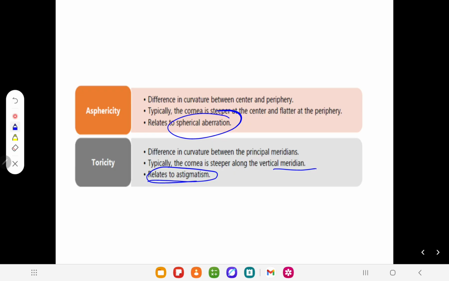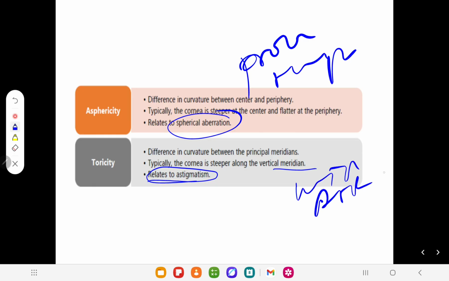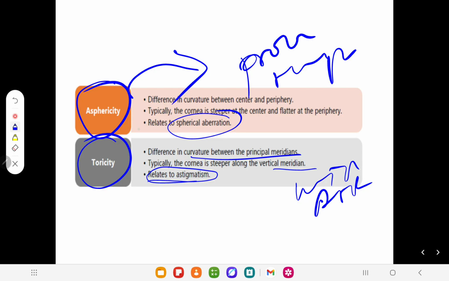So sphericity and toricity, don't confuse them. Toricity means it's toric, it's cylinder. Sphericity means aspheric, which is the shape of the surface: prolate, hyperbola, parabola. Toricity means with-the-rule astigmatism, against-the-rule astigmatism, and all these things. Toricity means the cylindrical power, where the two meridians have different power. Sphericity means the surface shape, which is prolate, circle, parabola, hyperbola, and all these things.